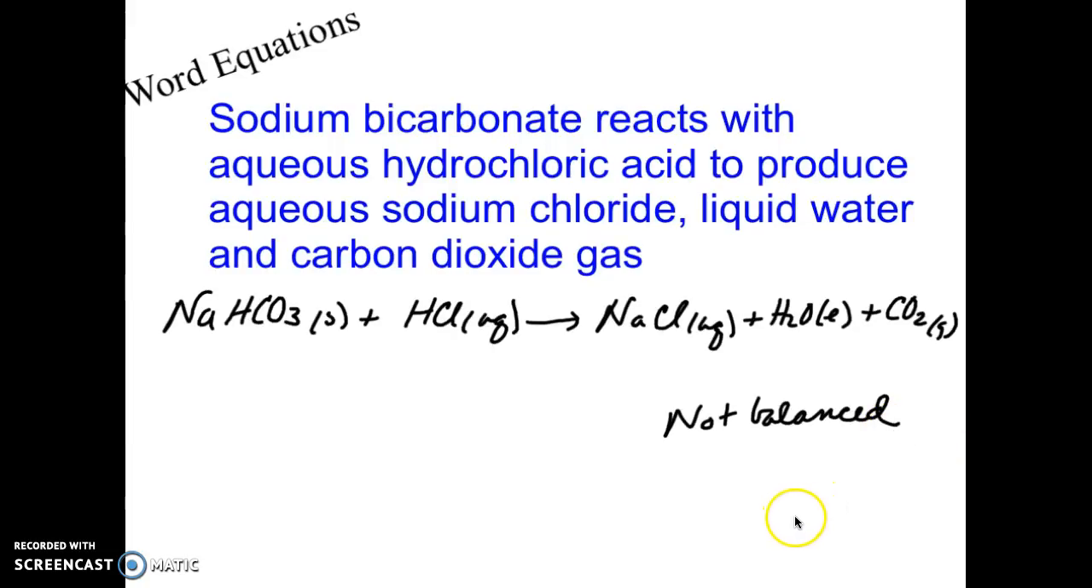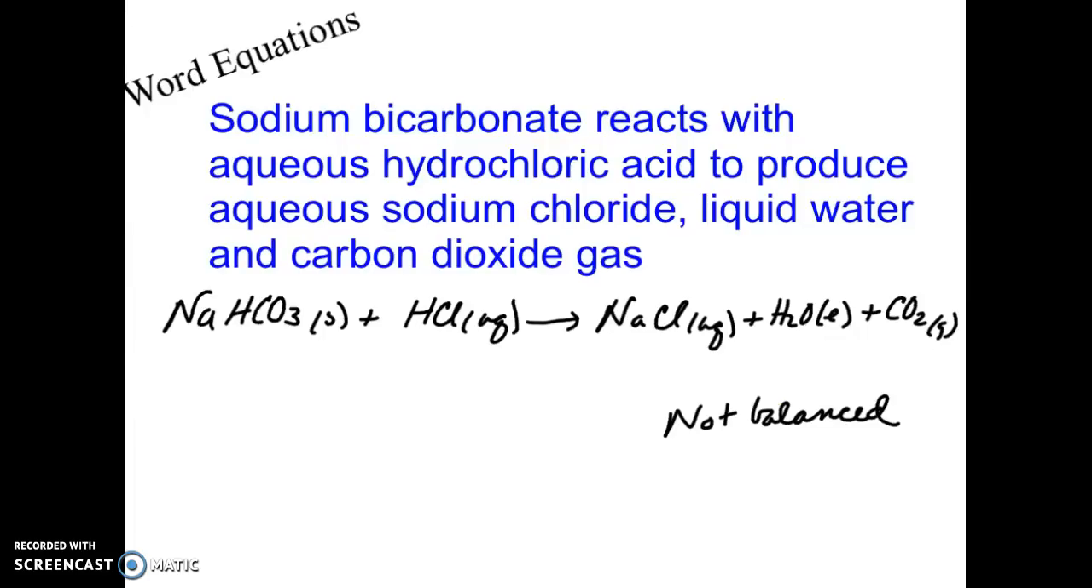How did you do? Does your equation look like mine? This is representing solid sodium bicarbonate plus aqueous hydrochloric acid to produce, so that's going to be this arrow here, aqueous sodium chloride, liquid water, and carbon dioxide gas. And again, this equation may or may not be balanced. I just didn't evaluate it, so that's why I put down not balanced. We will be doing that in another lesson.